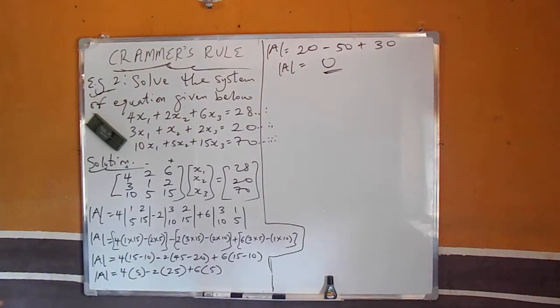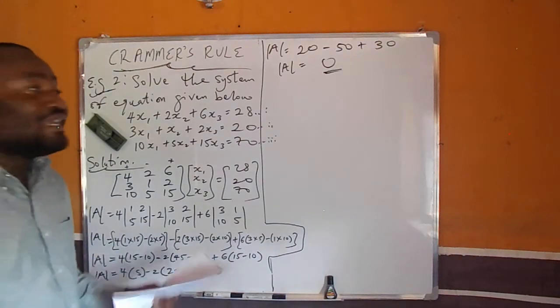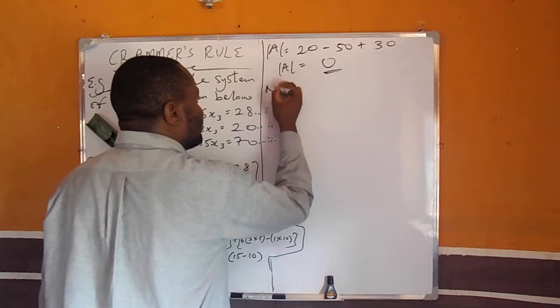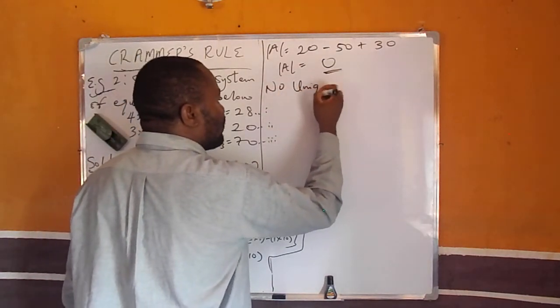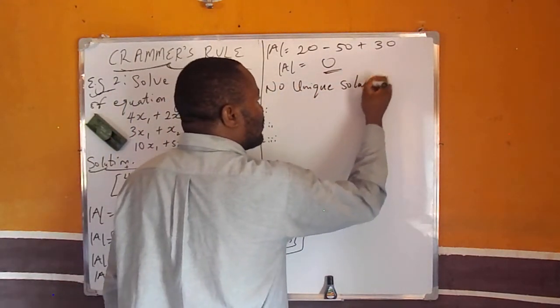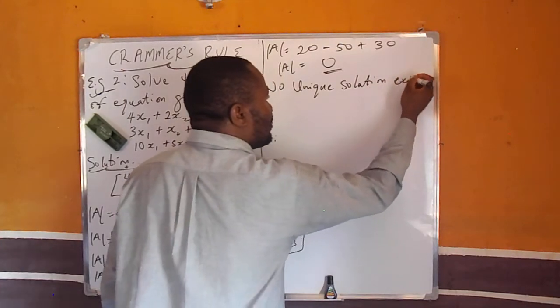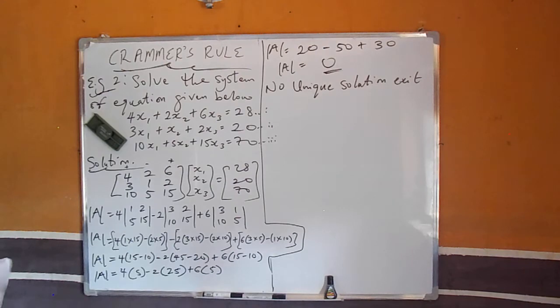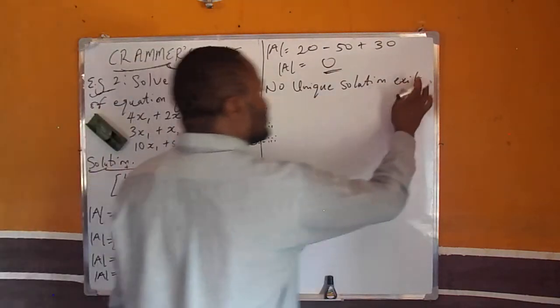what does this 0 mean? No unique solution exists. That means there is no unique solution that exists in such a case.